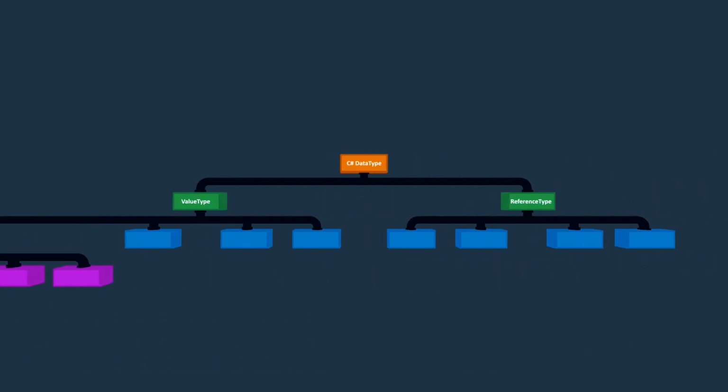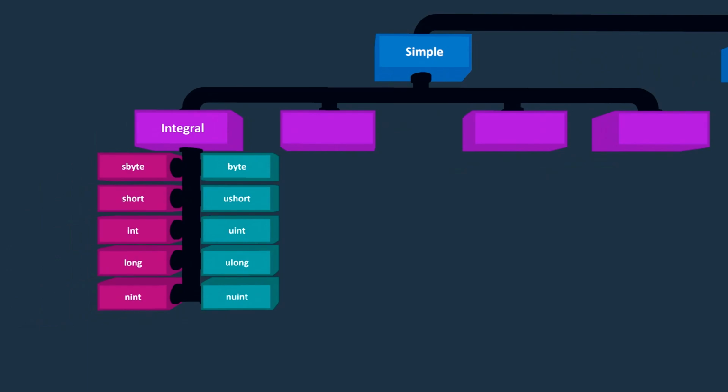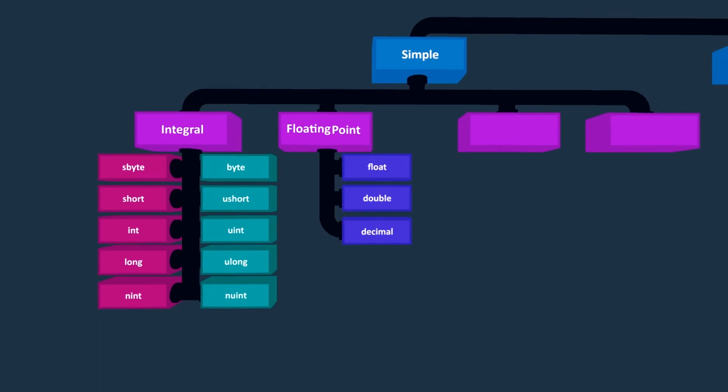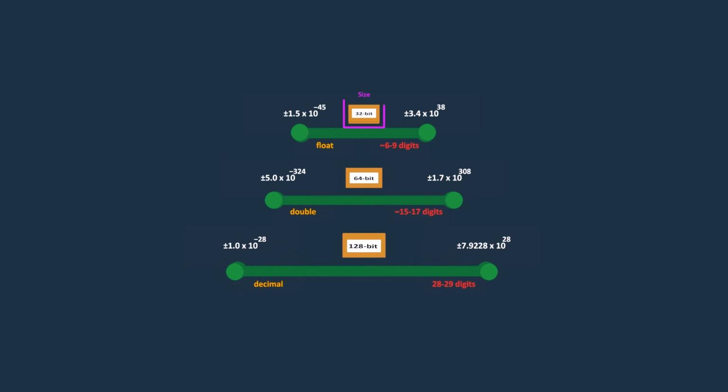Alright, let's take a look at the data types diagram and show you where the floating point numbers are located. Floating point numbers, like integral numbers, are simple types, and C# provides several types for storing floating point numbers, such as float, double, and decimal. Each one of these types has its size, approximate range, and precision. Okay, now let's talk about them one by one.